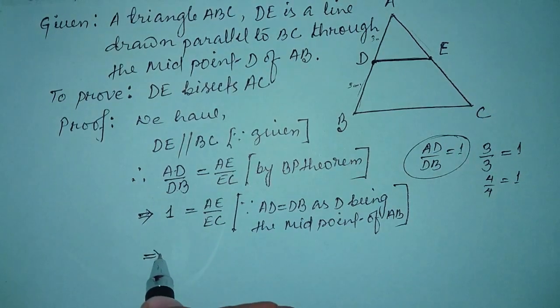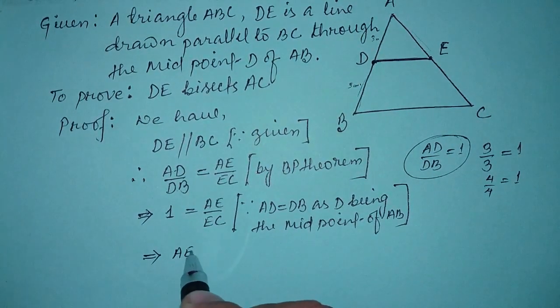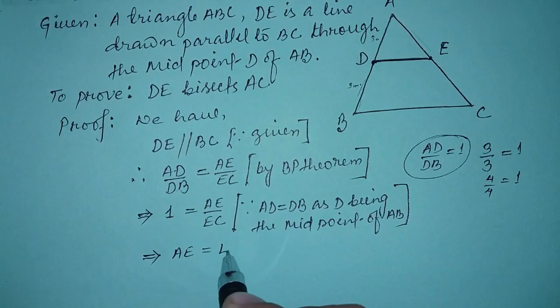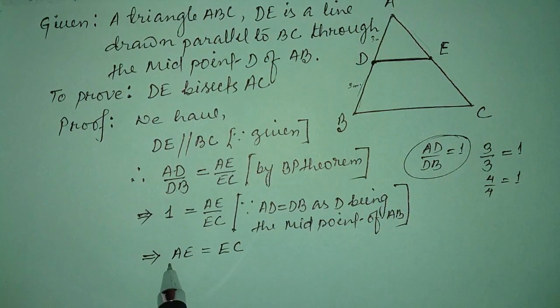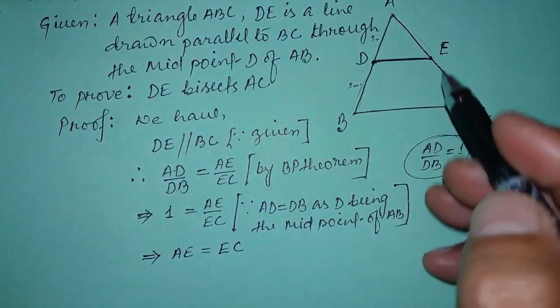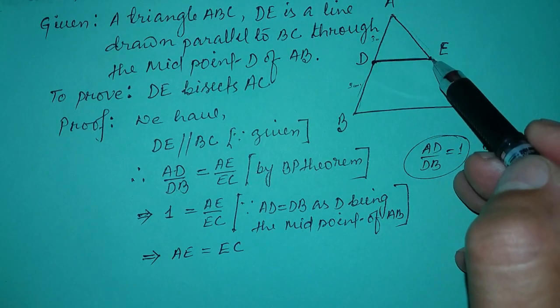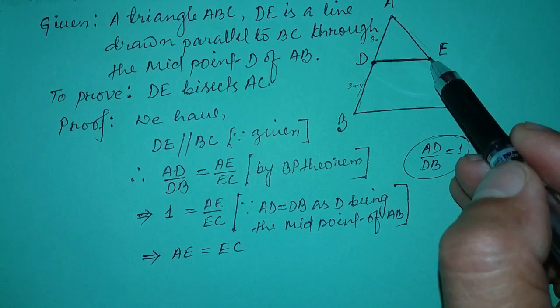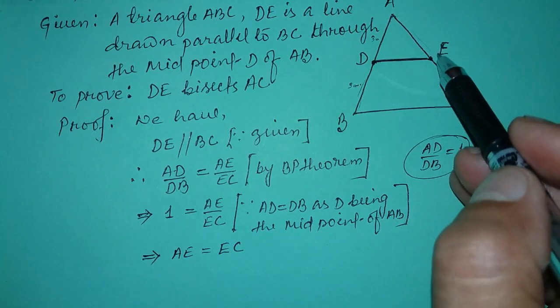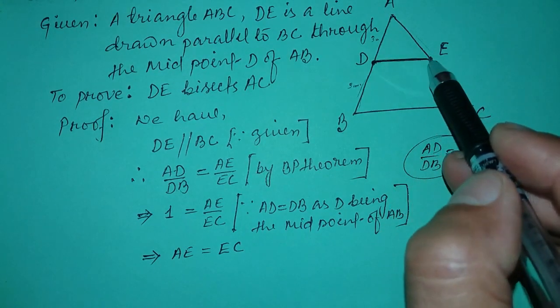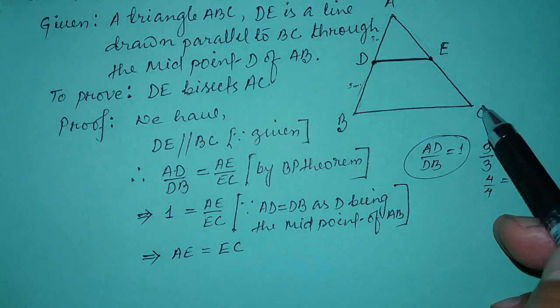Now this implies that AE is equal to EC. Cross multiply this, you will get AE is equal to EC. So now we have got here AE is equal to EC, which means E is the midpoint. This shows that DE bisects AC.